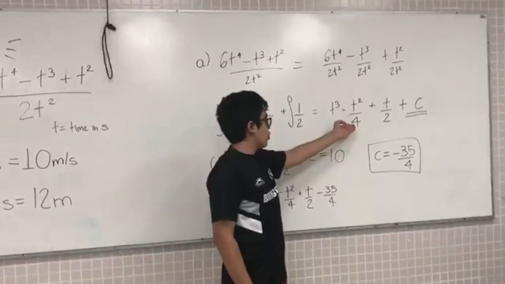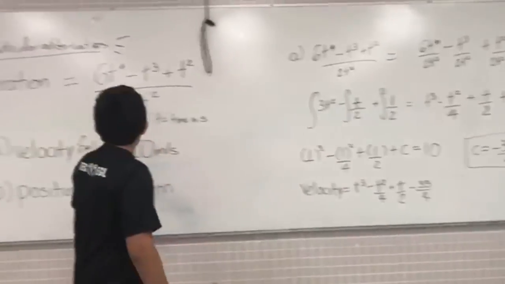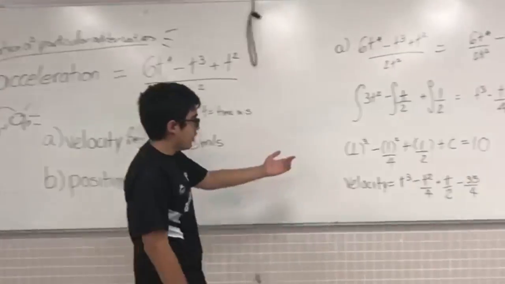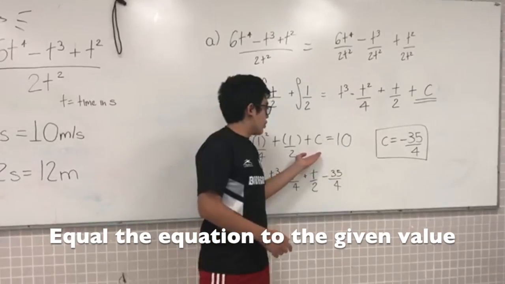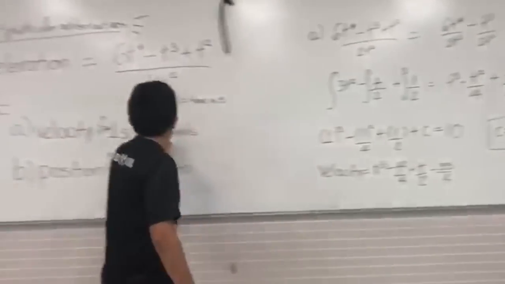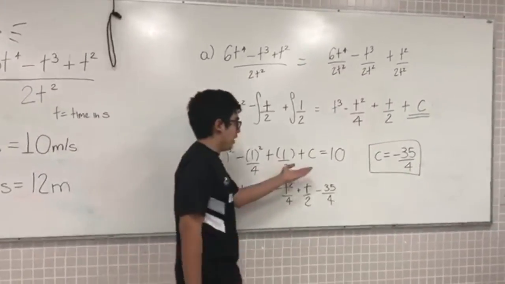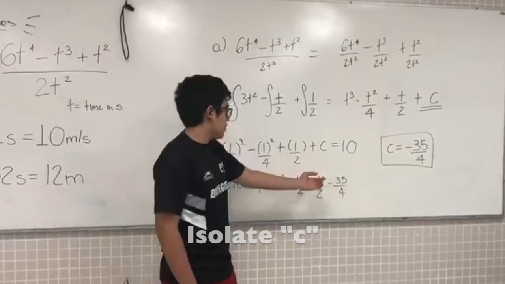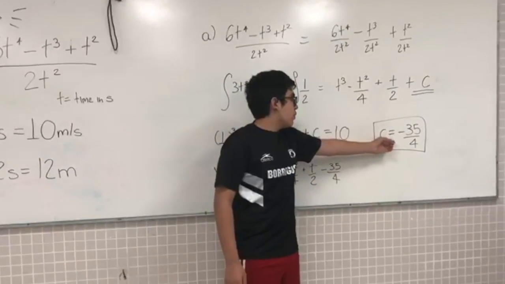We need to find it using these values that we're given here to find the complete equation of velocity. We have our equation, and we need to substitute the values in the correct way. Here we have that 1 second is time, so we substitute it on the t's. Now we equal the equation to the velocity, that is 10 meters per second. Now we isolate c, and it gives us that c equals minus 35 over 4.